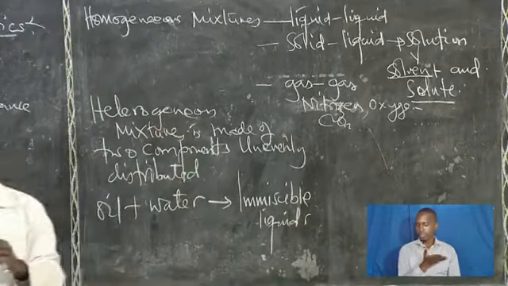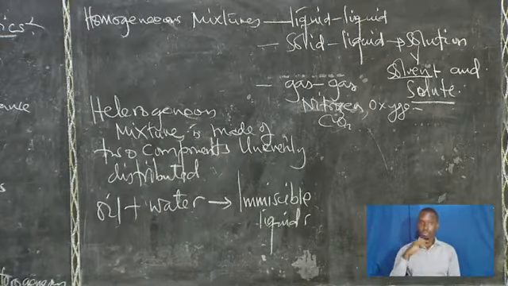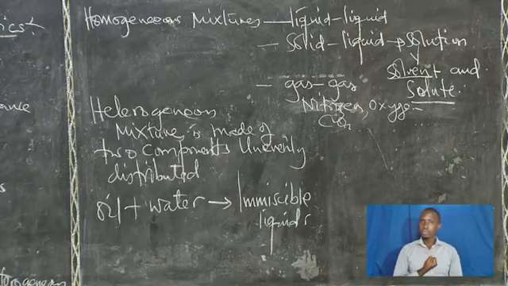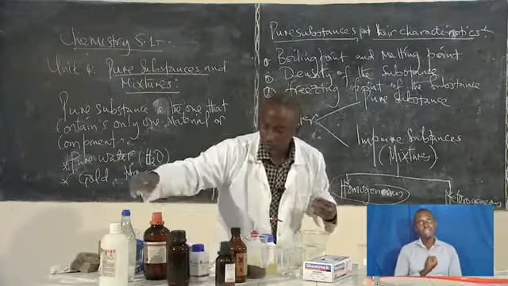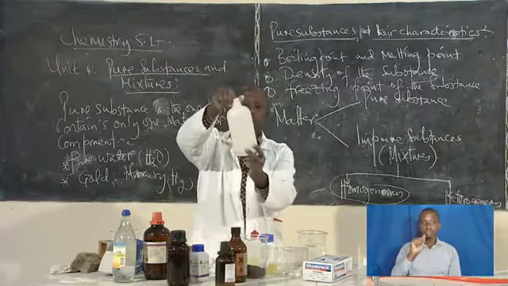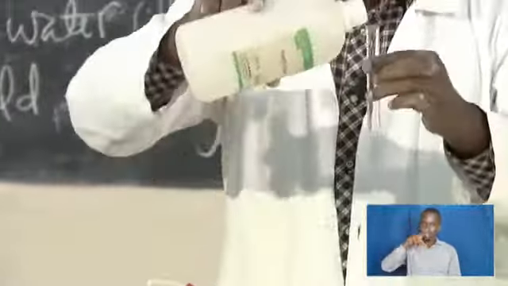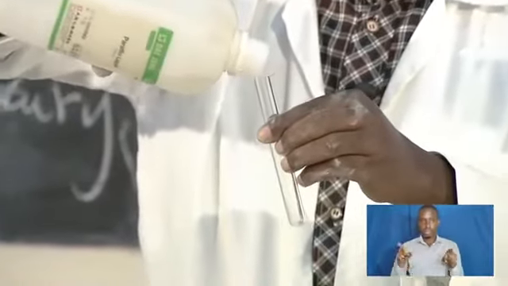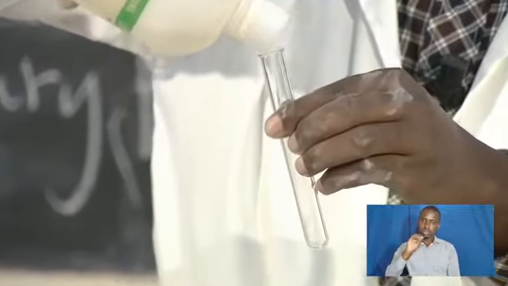Immiscible liquids. So we can have some other examples of this. Here I have paraffin. This is paraffin liquid. These are some of the examples that we are giving as heterogeneous mixtures, but which are in liquid form.